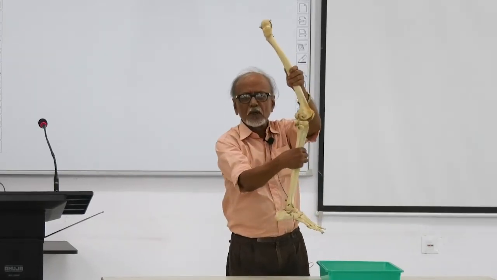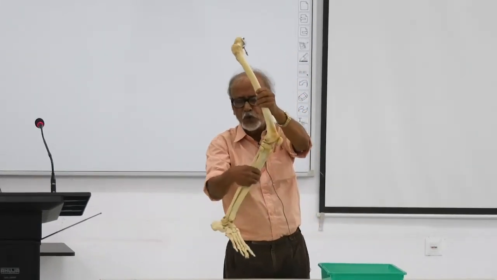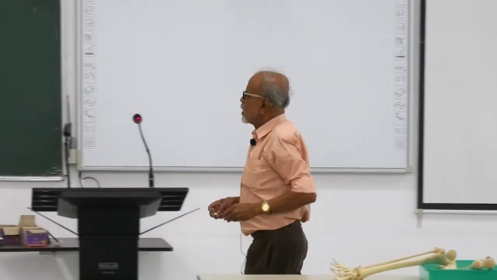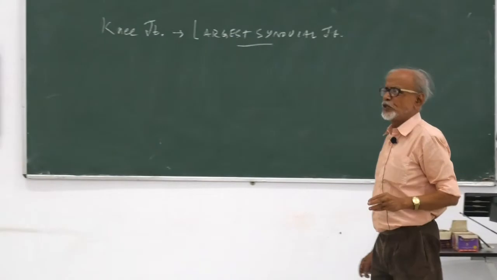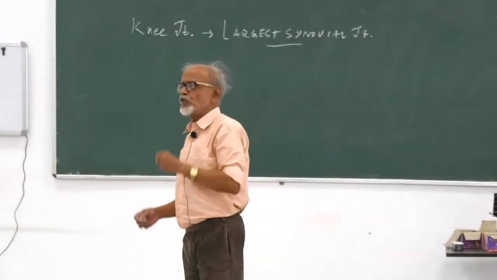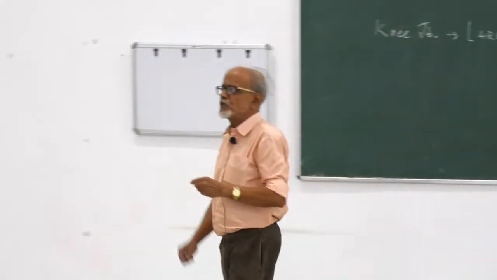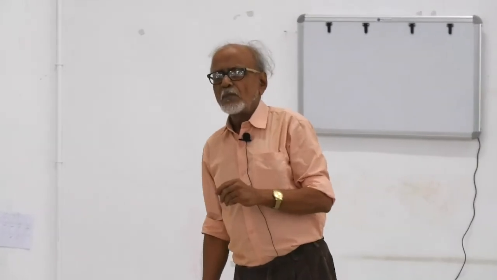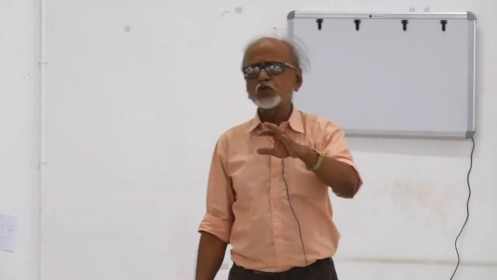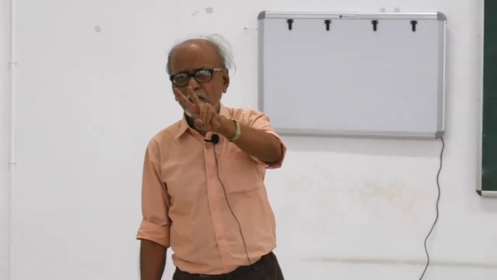You have read a lot, so without holding the bones in position I am telling you, it is obviously not a simple synovial joint. Simple synovial joint means in a simple synovial joint the participating articular surfaces will be 2 in number only.